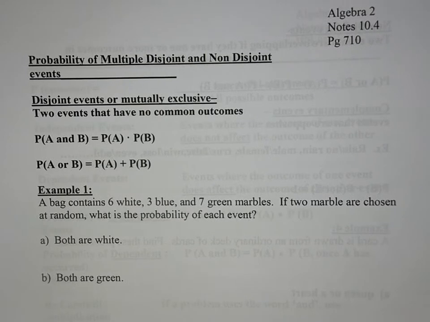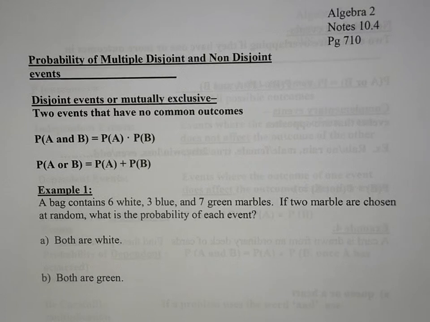Okay, today we are talking about probability of multiple disjoint and non-disjoint events, 10.4. Does anybody know what disjoint would mean? What does joint mean? Connected. So disjoint would mean? You guys are amazing. That's exactly it.